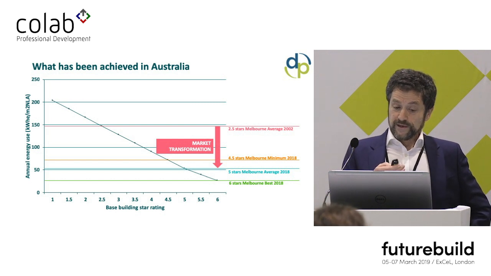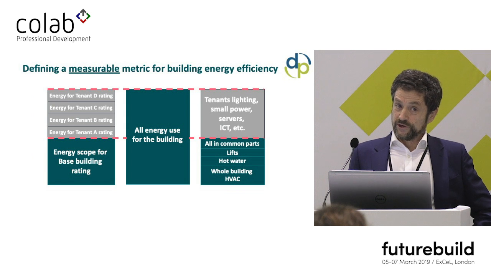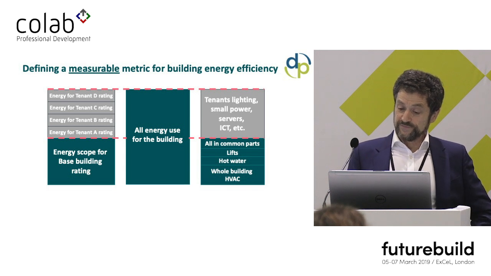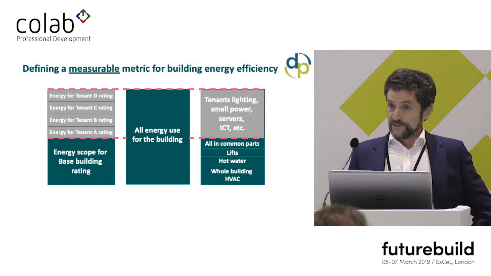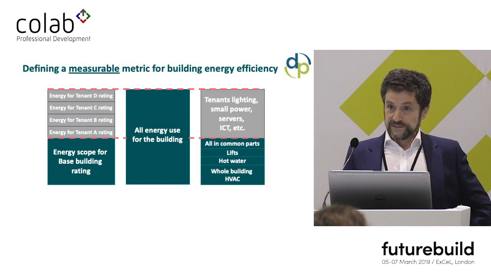I want to say the kilowatt hours per square metre on this graph relates to a specific part of the building energy use. So if you look at the total energy used in a building, which is what you would rate for a display energy certificate, what the Australians have done is separated that out between the whole building HVAC, hot water, the lifts, and all the energy used in the common parts, and that is called their base building. And the rest of the energy, which is the responsibility of the building users and occupiers, such as the tenant's lighting and small power, is separated out.